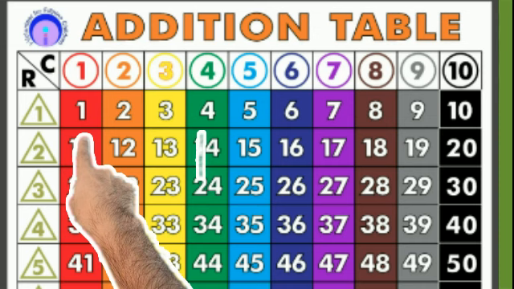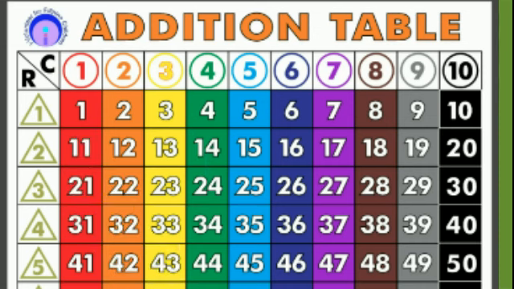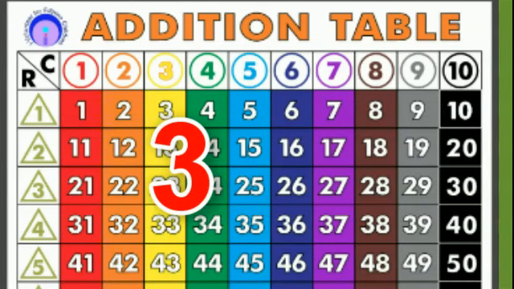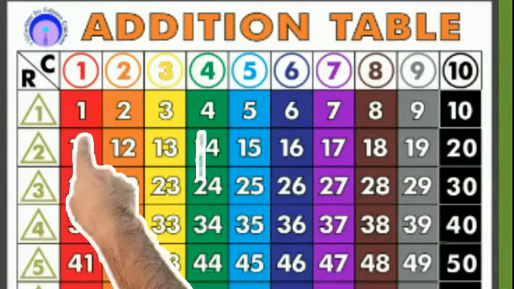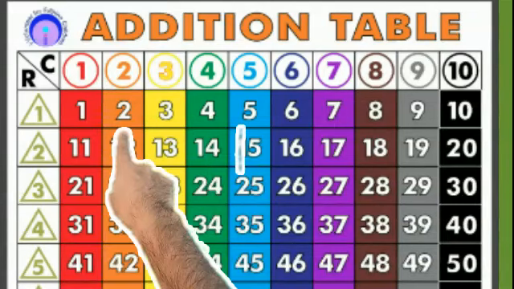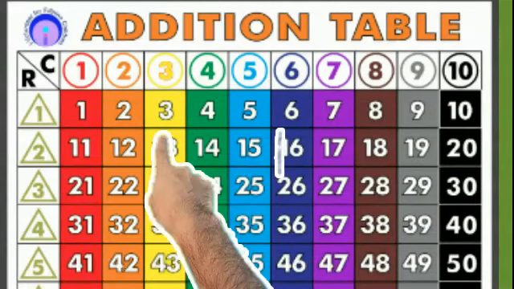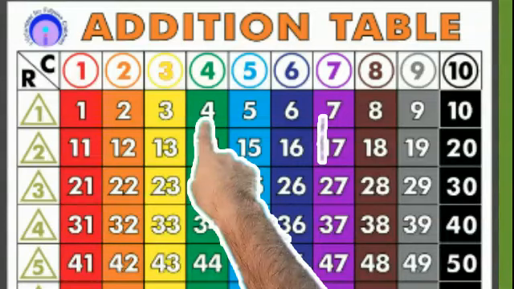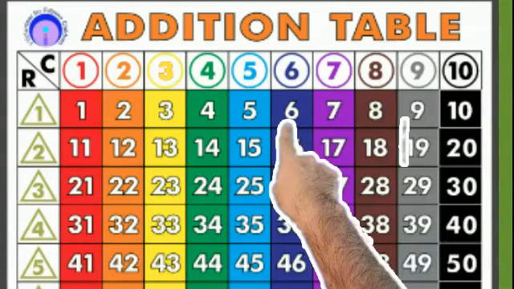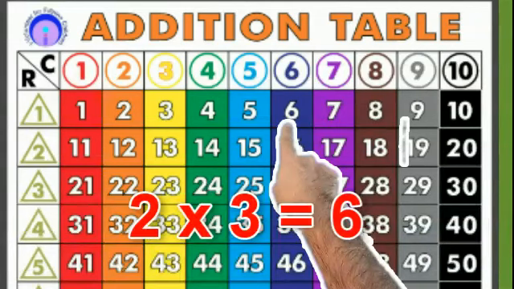When we count, we need to start from 1. Let's think of the second number, 3. Let's count. 1, 2, 3. This is the first group, and we still have one more group. Let's continue counting. 1, 2, and 3. Therefore, 2 times 3 is equal to 6.